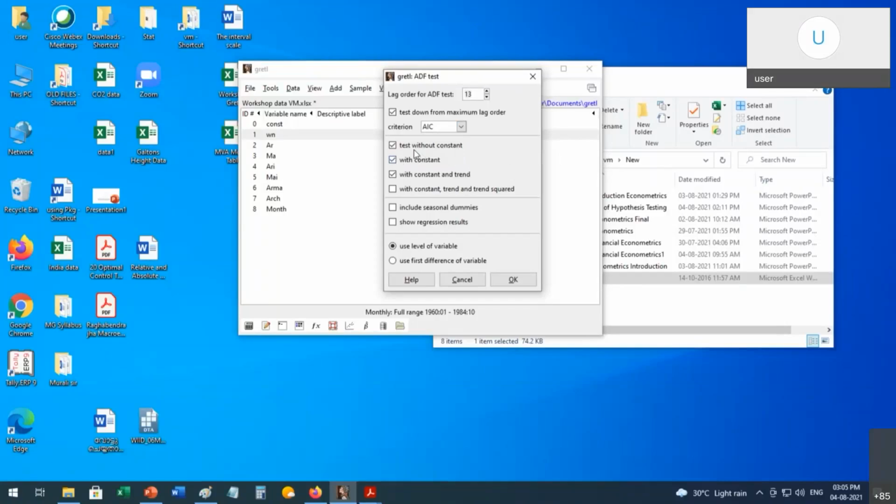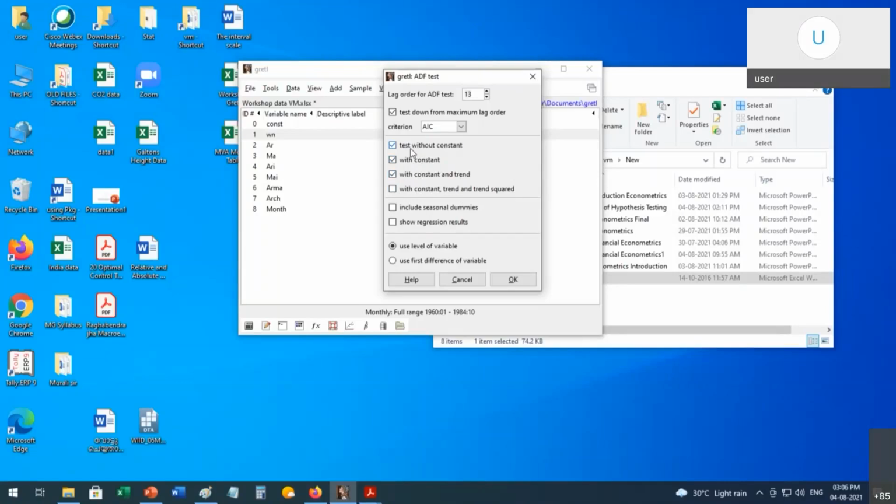Now here, test without constant, with constant, then with constant and trend, with constant, trend, and trend squared. This is an additional one by Gretl. Usually we have only the first three specifications: without constant, with the constant, and with the constant and trend. And in the null hypothesis, if we specify these three cases, then we can find out whether we have a unit root.